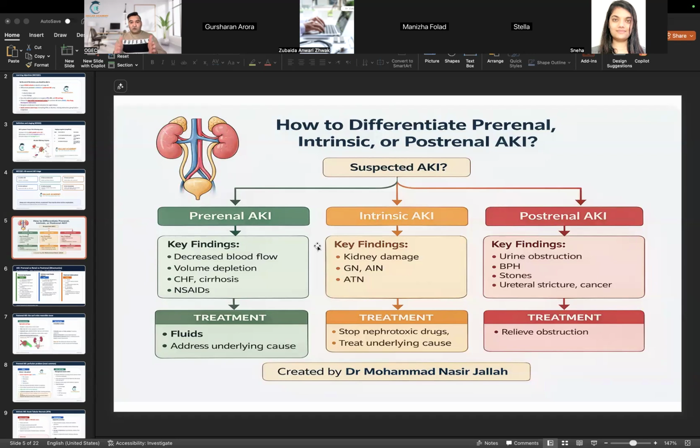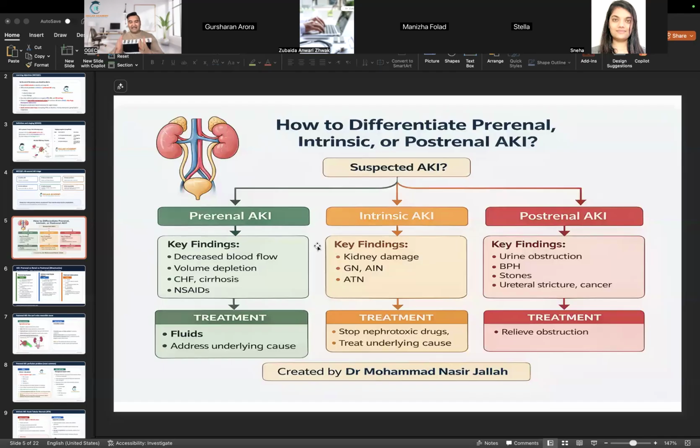Obviously, whatever you do, you stop the offending medication. If my patient is taking a non-steroidal anti-inflammatory drug, I will stop it. Those all have to be like a package. Stop the offending medication, treat the cause. Now they give you another scenario. They give you a scenario of somebody who has sepsis.